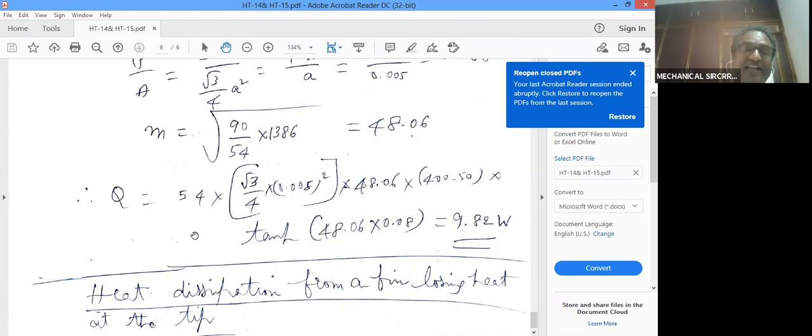That is short pin. If the length of the pin is short when compared with width and thickness, then we can call it a short pin. Or otherwise, heat dissipation from a pin losing heat at the tip. That is the condition here for the third type, pin losing heat at the tip. But in the second case, the pin is not losing heat at the tip. That is insulated. That is, we are not allowing heat to go out from the pin to the atmosphere through conduction.